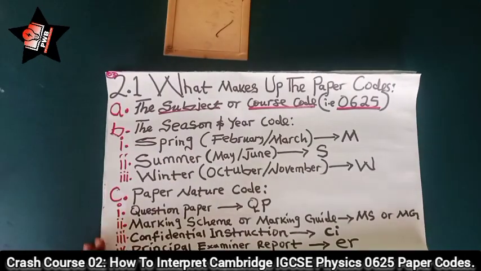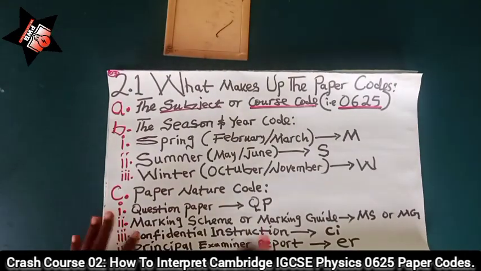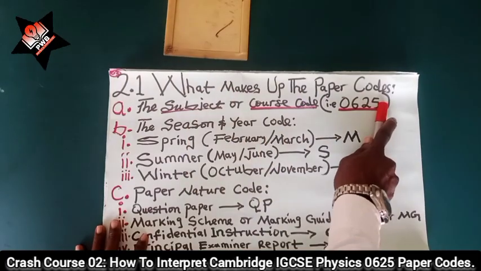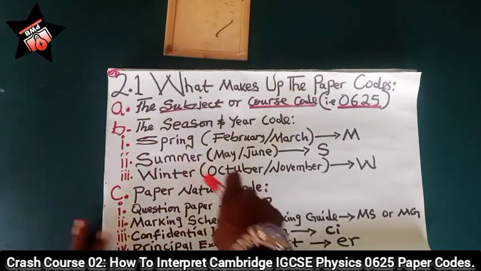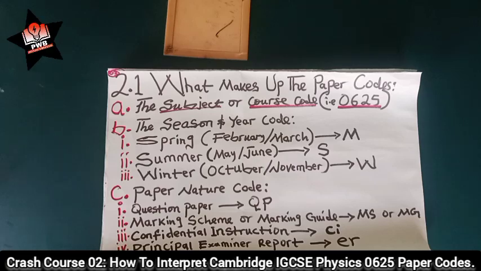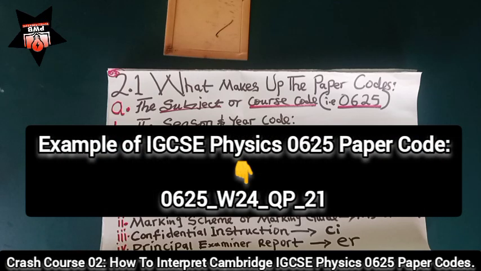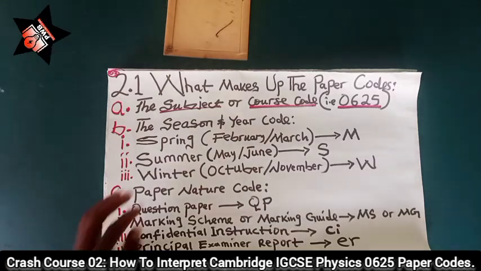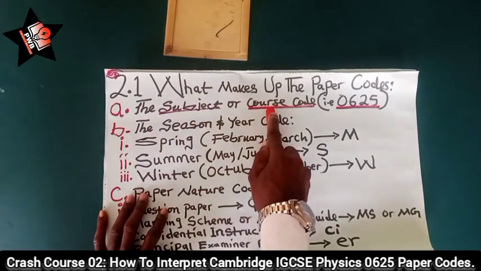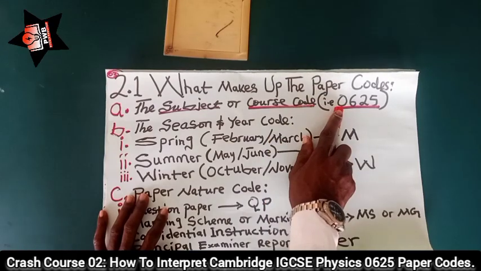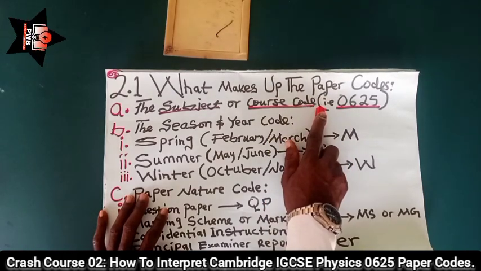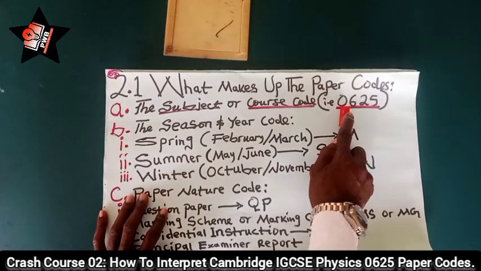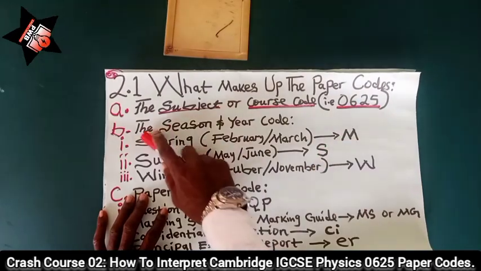Next up, what makes up the paper code? This is very, very important. What makes up the paper code? Number one, the paper code is written with numbers mixed with alphabets and with dashes. Now, what makes up the paper code? The first section, second section, third section. Now, number one, the subject or course code. For Cambridge O-level physics, the code is 0625. This code varies for different subjects.